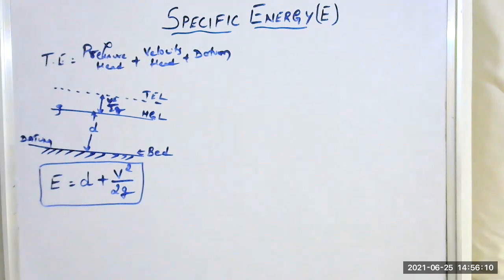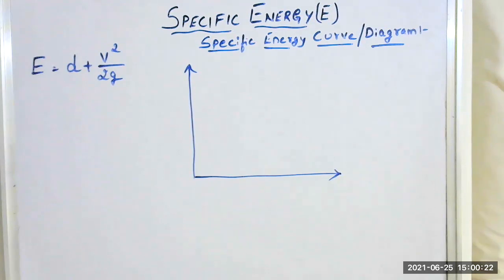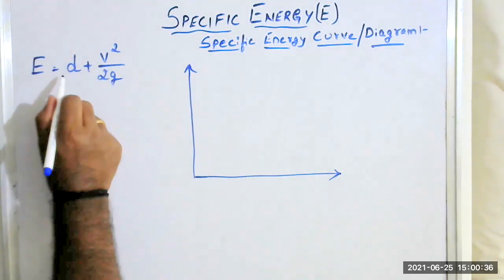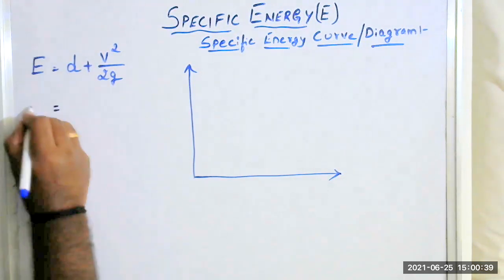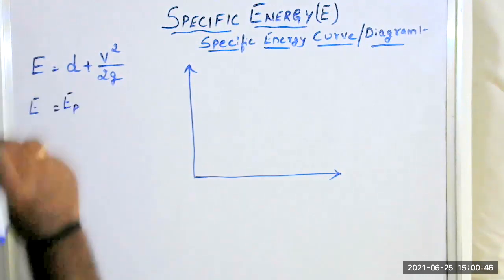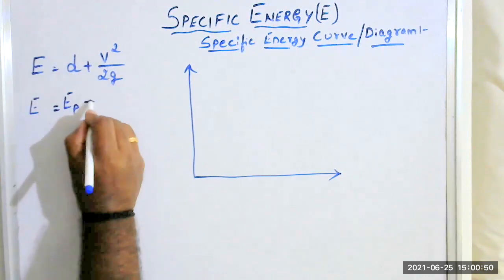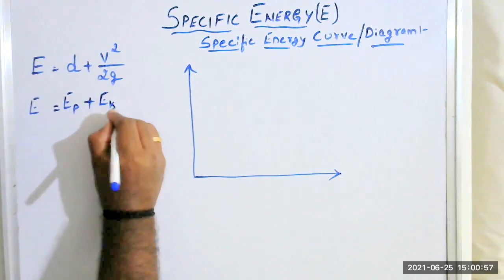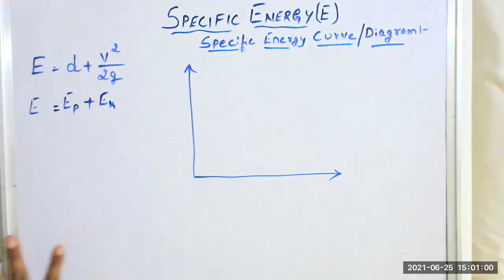Okay, understood. Next, we'll discuss the specific energy curve. It is also a very important topic. Specific energy curve or the specific energy diagram is nothing but the variation of the specific energy with respect to the depth. So let me consider the specific energy equation. It is E is equal to d plus v square by 2g, where d is the depth of flow, which is constant. So here I'll take this depth as potential energy, which is stagnant in nature because the depth of flow is constant, plus v square by 2g, which is nothing but the kinetic energy.